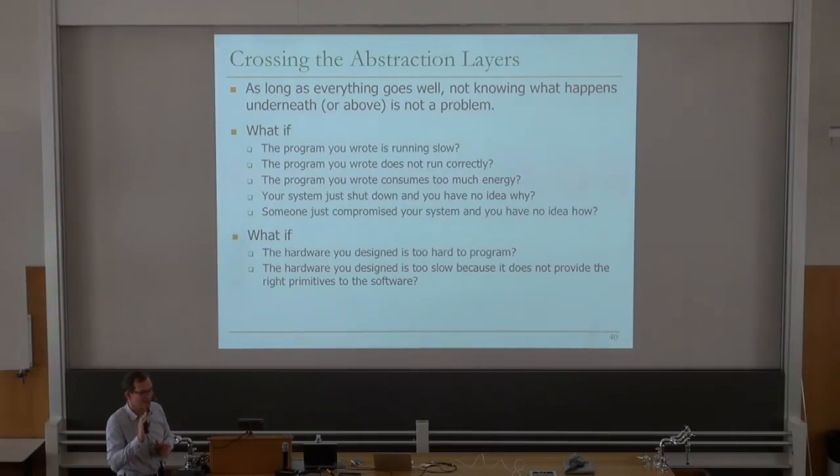IBM Cell architecture is my favorite. It's a nice architecture, but it's very hard to program, very hard to get high performance, unless you're an expert programmer who knows exactly how to manage the data. This was used in PlayStation, Sony PlayStation. But it's too hard to program. What if the hardware you designed is too slow because it doesn't provide the right primitives to the software? The software cannot, for example, modify the caches for whatever reason and manipulate it such that it can get high performance.